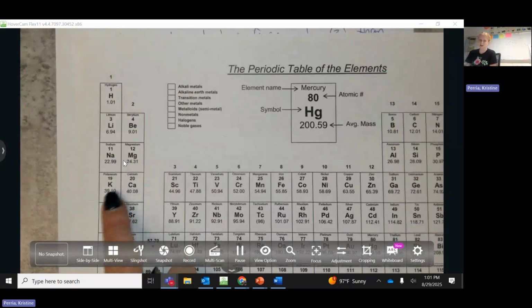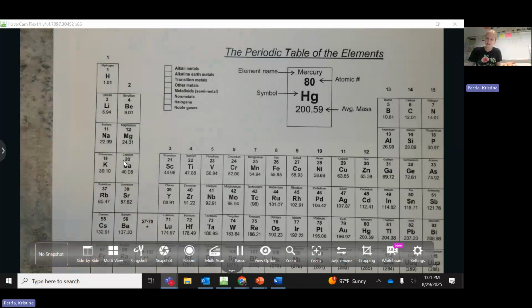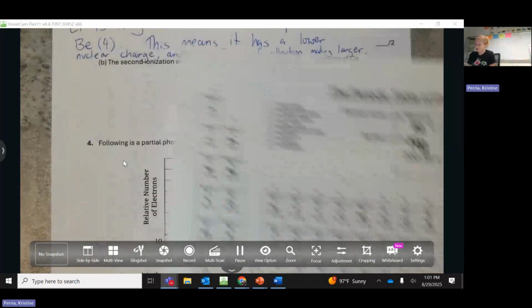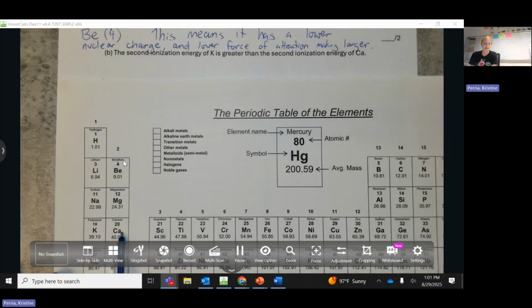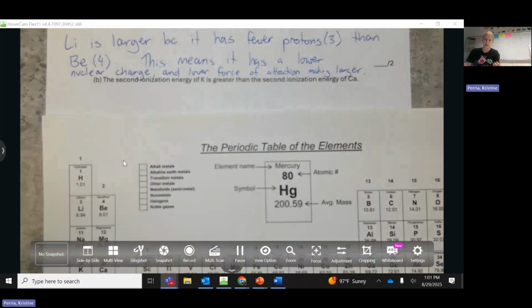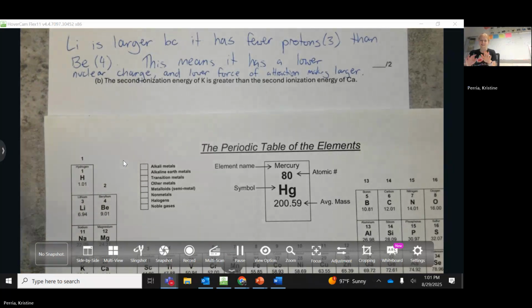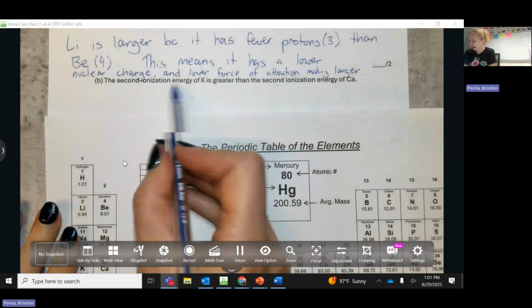Calcium has 2 valence electrons. It doesn't want either of them, right? Because once it loses both of them, then it looks like a noble gas and it's stable. So that's why it's going to be easier to take off both electrons from calcium than it is to take off 2 electrons from potassium. So that's why the second ionization energy, taking away 2 electrons, is going to be more difficult for K.